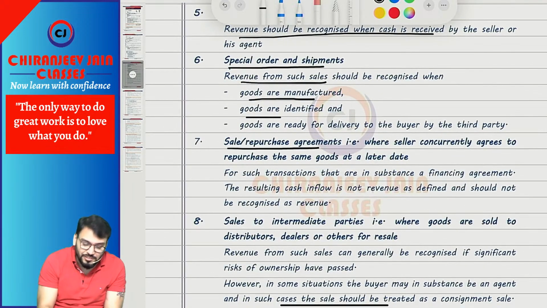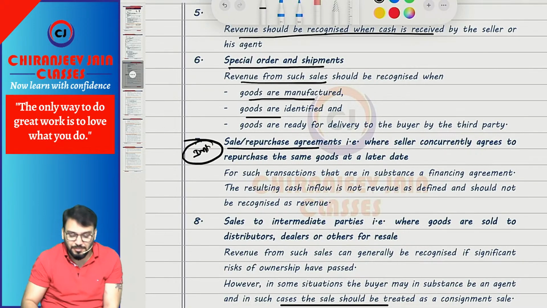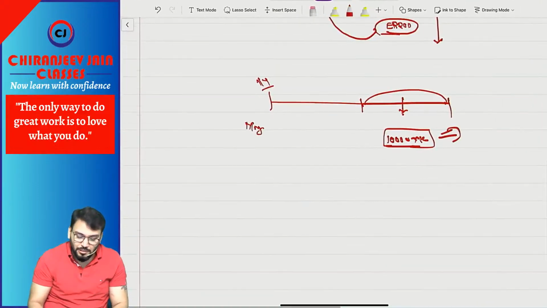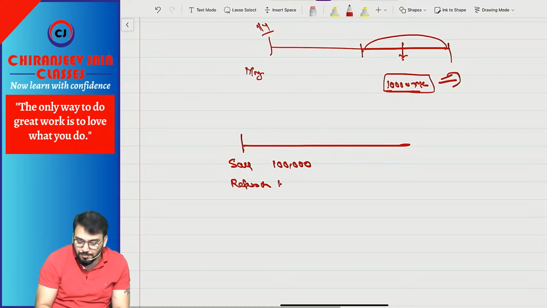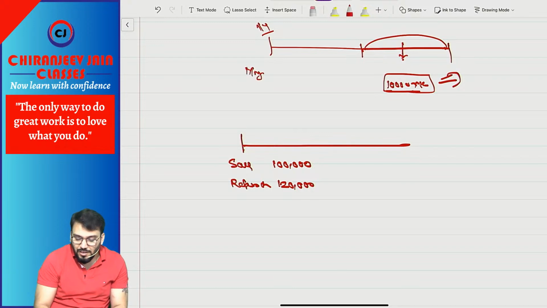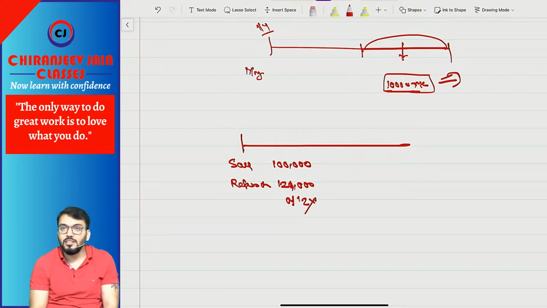Then sale or repurchase agreement. This is very important. You remember the sale or repurchase agreement? Sale or repurchase agreement means in that case what happens? On the date of sale, one repurchase agreement will be entered. So the sale was at rupees 1 lakh and it will be repurchased at rupees 1,21,000 after 2 years. Understood?